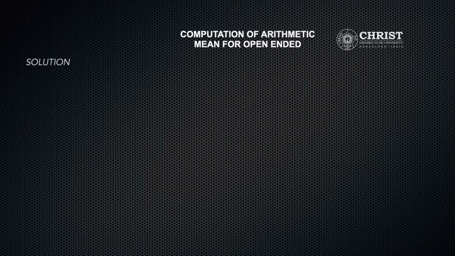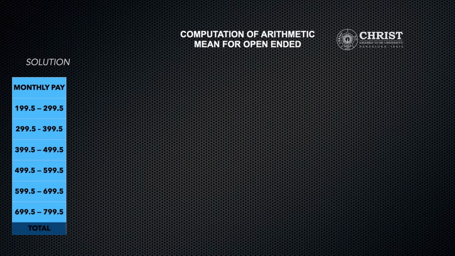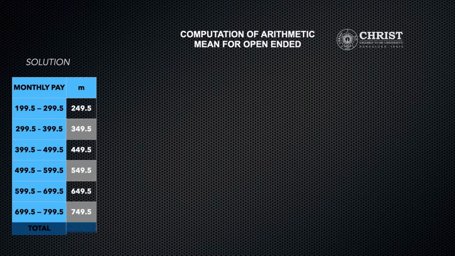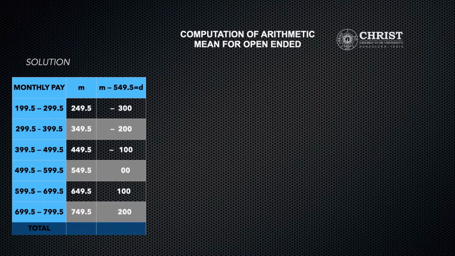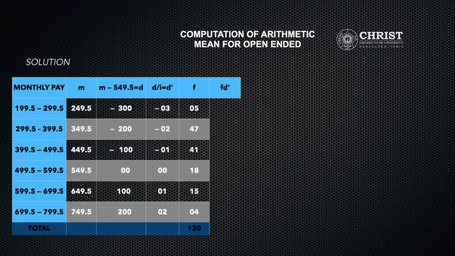So if you see, now it's converted. So 199.5 to 299.5, 299.5 to 399.5, like that up to 699.5 to 799.5. So the mid values also we got: 249.5, like that up to 749.5. Now one mid value we will take as the assumed mean. So we are taking 549.5. So we are taking the deviations minus 300, minus 200, minus 100, 0, 100 and 200.